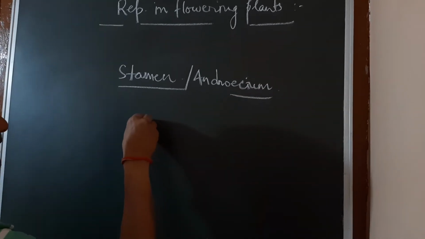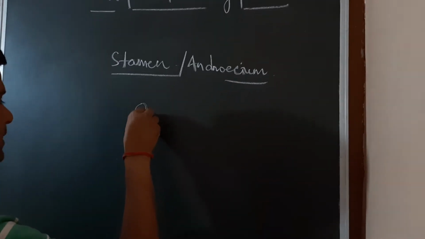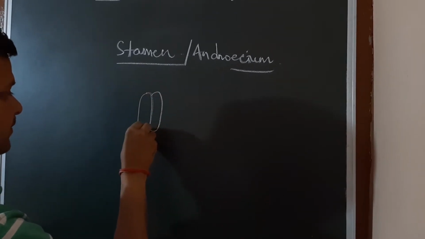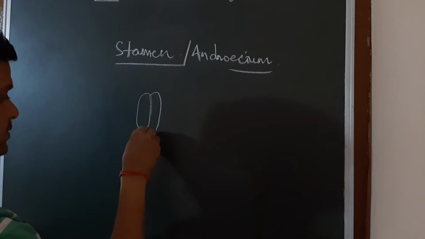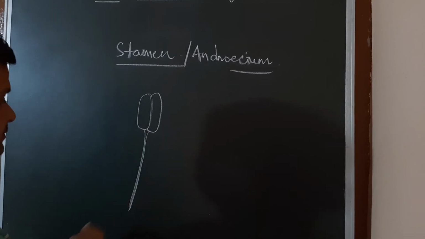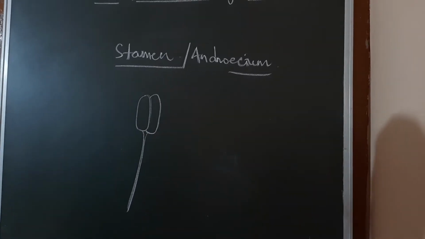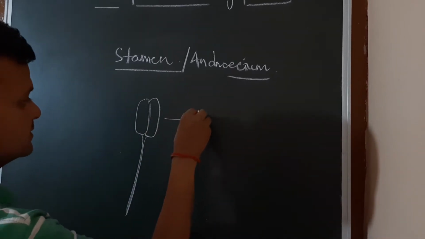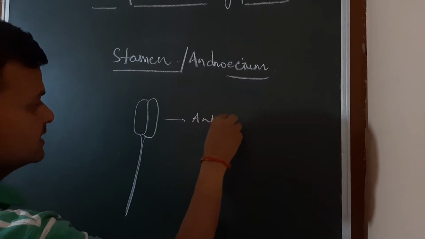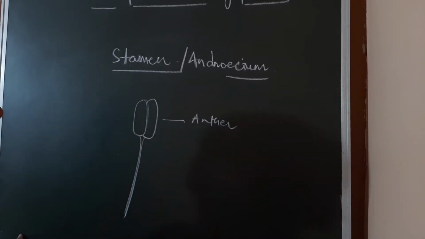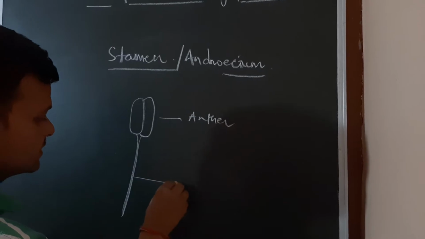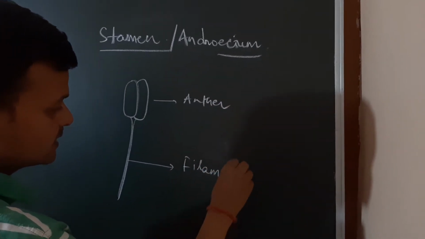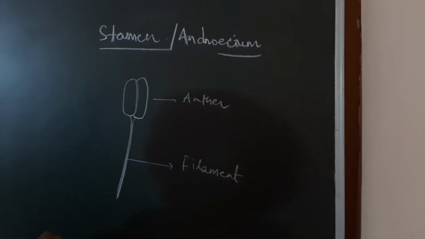So generally there is a lobed structure, and to this lobed structure there is a long stalk-like structure like this, and this is the general type of structure where this part is known as anther. As you can see here in this diagram, we have shown two lobes to it, and this long slender structure is called filament, and the whole structure is called the stamen or the androecium group name.